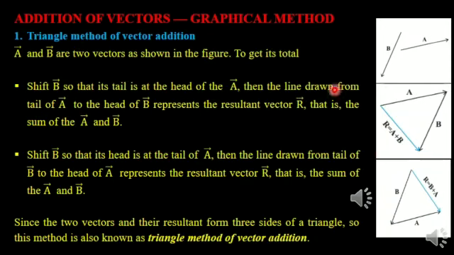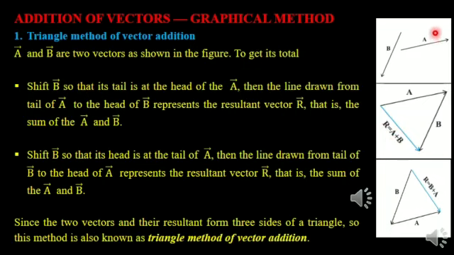Addition of vectors. First one, triangle method of vector addition. Vector A and vector B are two vectors as shown in the figure. To get its total, shift vector B so that its tail is at the head of vector A. Then the line drawn from the tail of A to the head of B represents the resultant vector R, that is the sum of vector A and vector B.